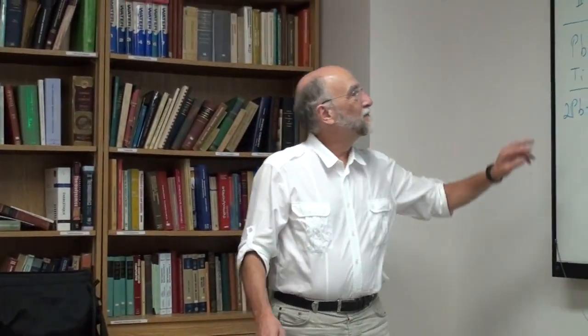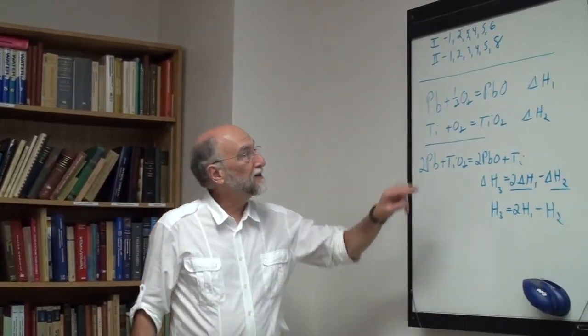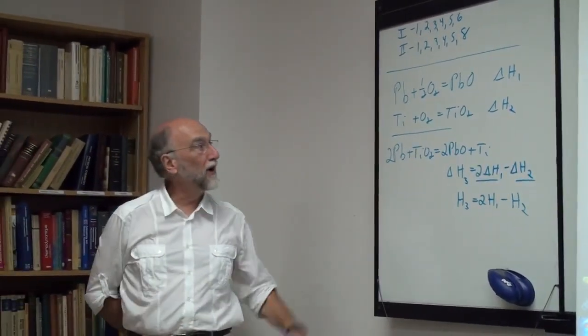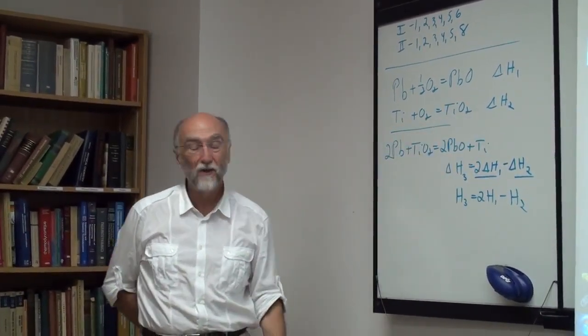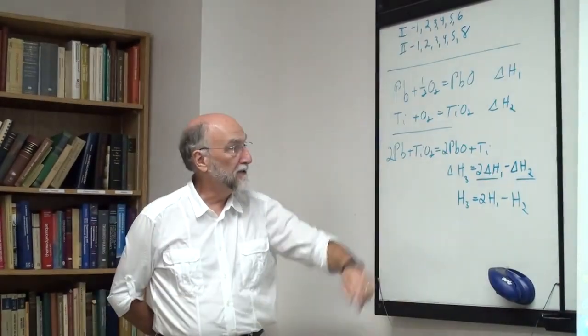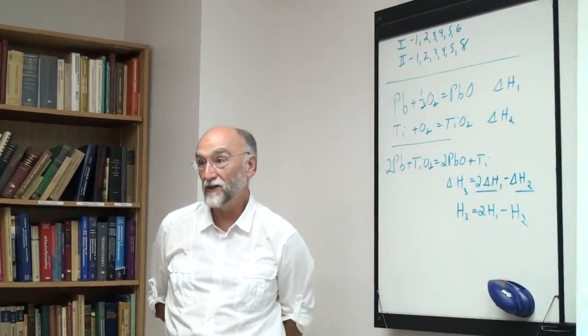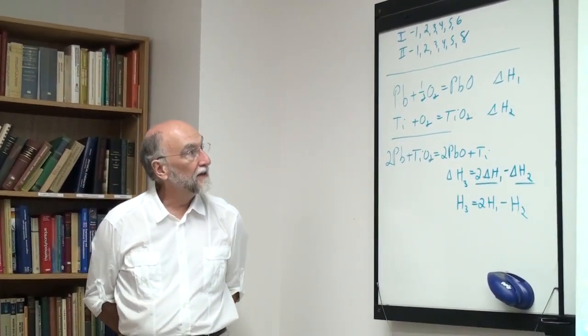Last time I got confused. I said something silly and I just want to correct it. I was talking about Hess's law. Say you have this reaction and the enthalpy change is delta H1, and you have this one, it's delta H2. So then I said you can take the difference of the two reactions, and delta H3 would be 2 delta H1 minus delta H2, called Hess's law.